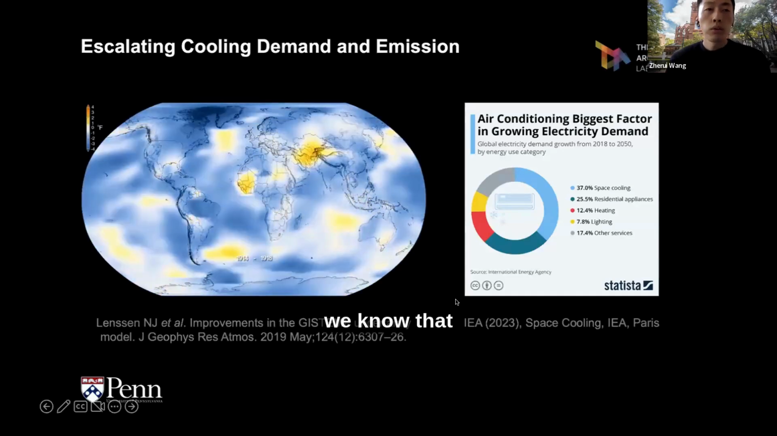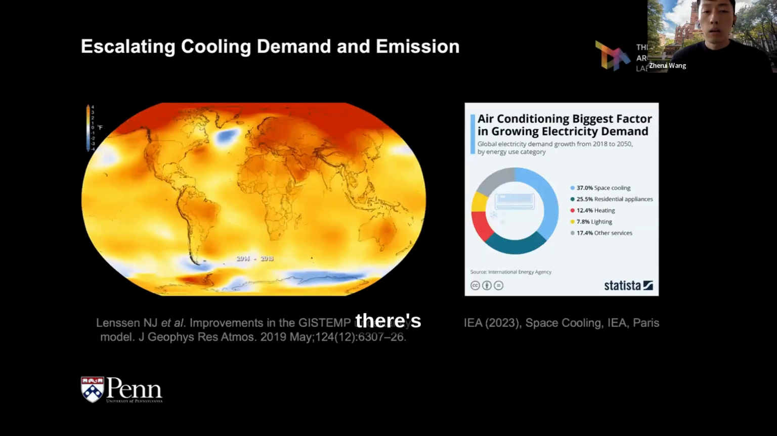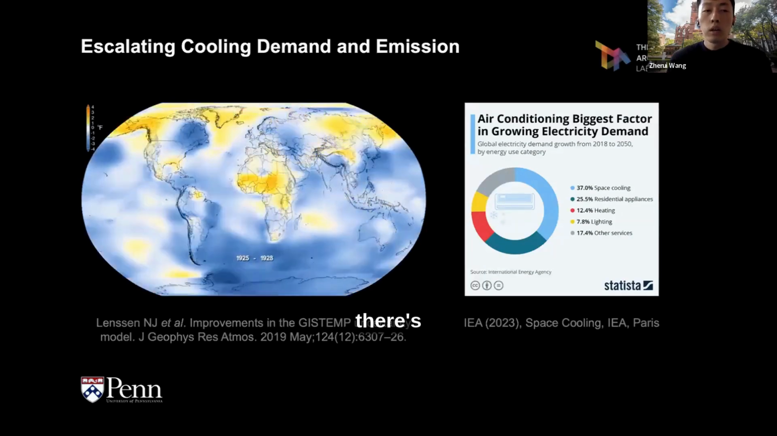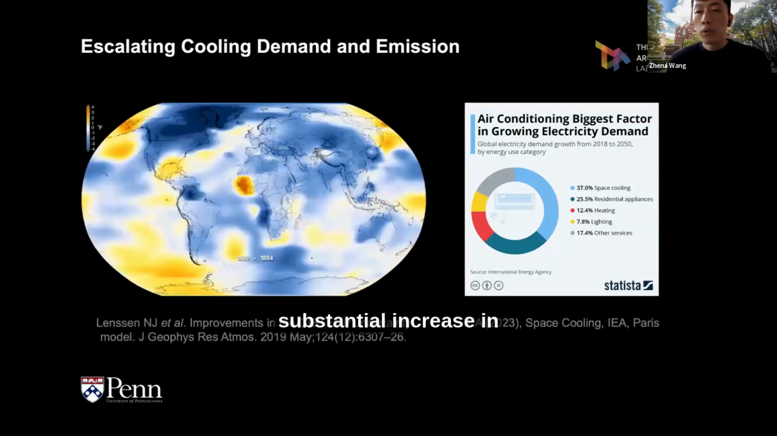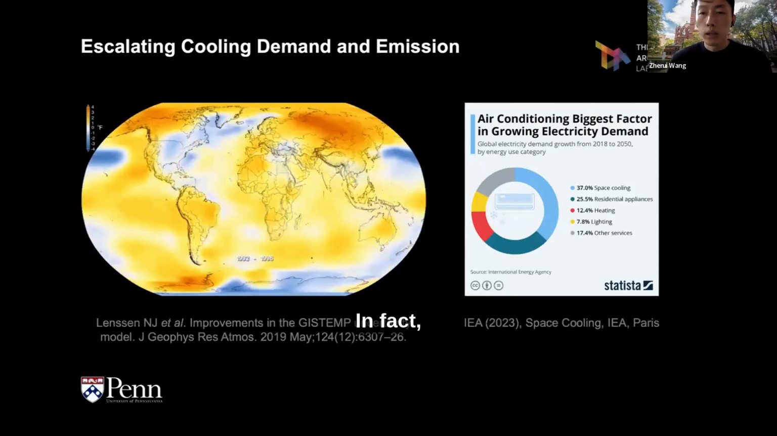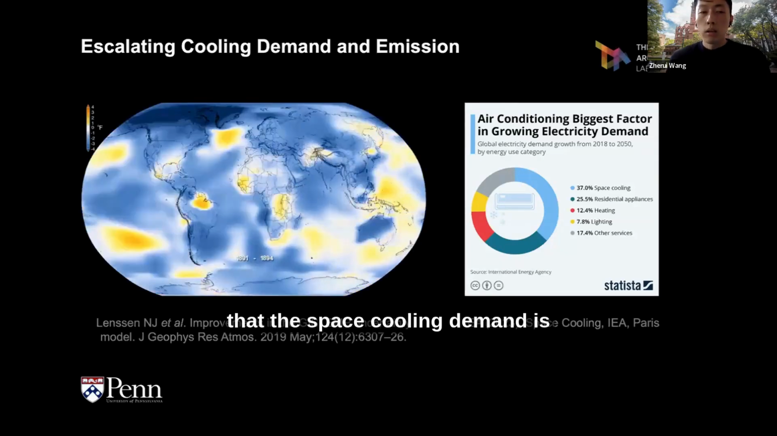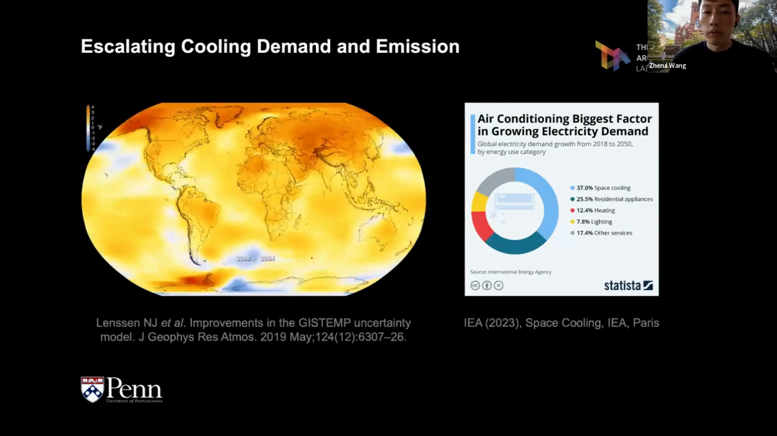So at the same time, due to the warming climate that we're living in, we project that there's going to be a substantial increase in electricity demand related to space cooling. In fact, the space cooling demand is projected to triple by 2050.